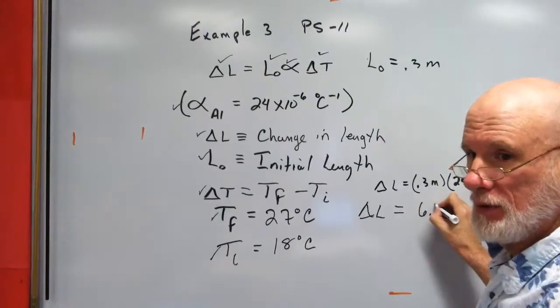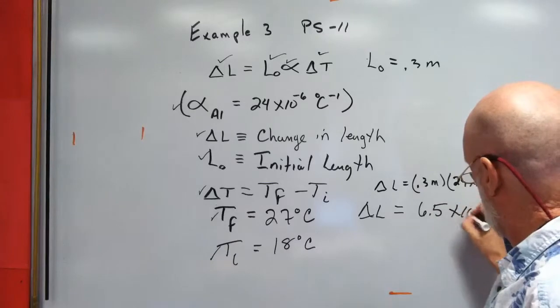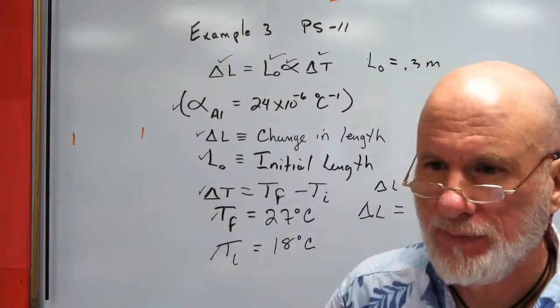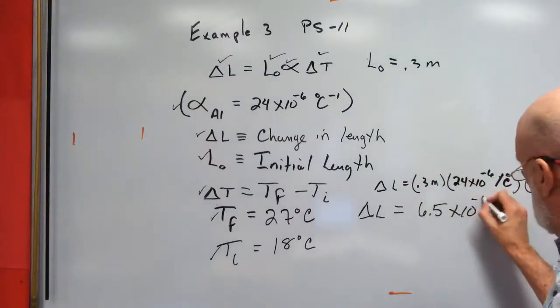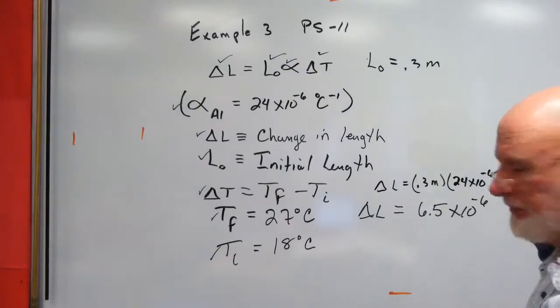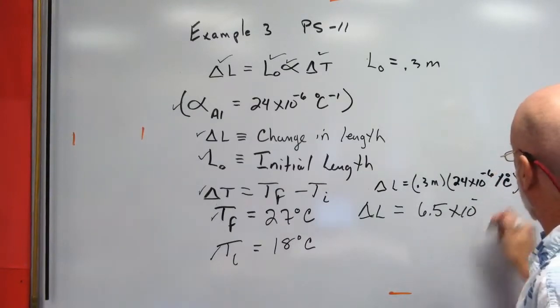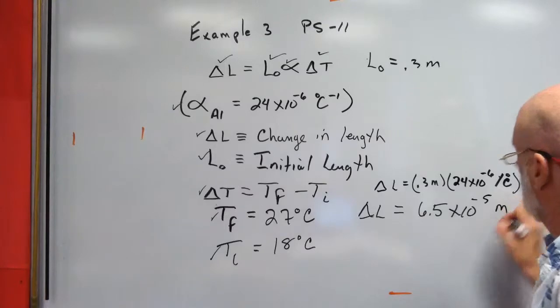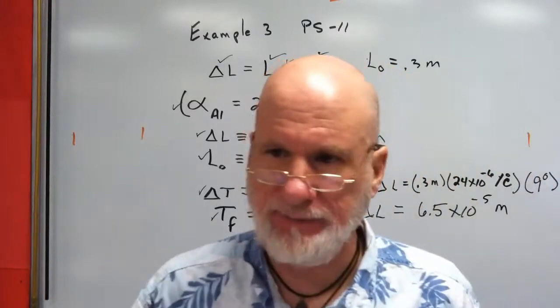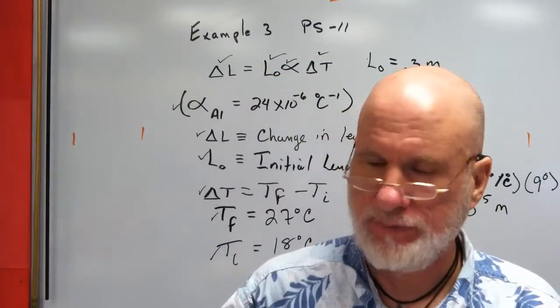6.5, is that okay? Sure. Times 10 to the negative 5. Negative 5 what? Meters. Easy? Yes?